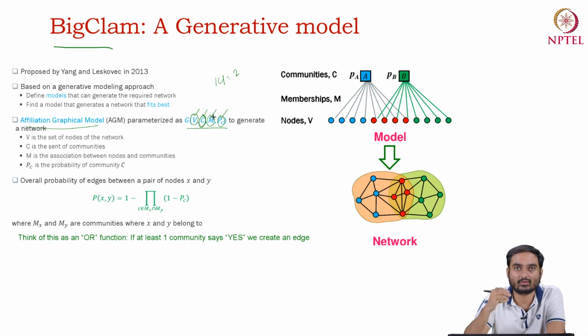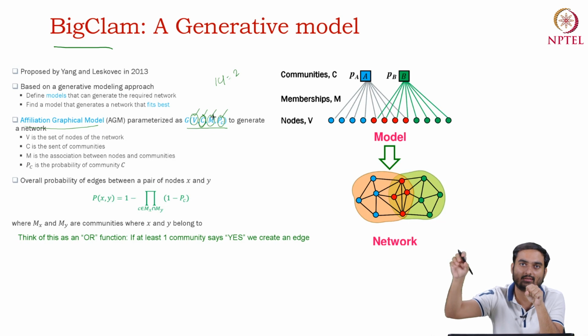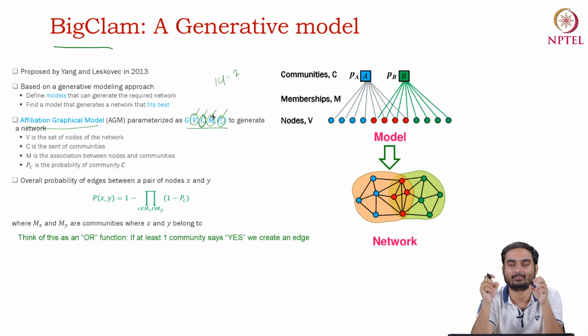So if we know the community structure somehow, we should be able to generate the network, because we know that this node belongs to this community, and that node belongs to that community. We will see the community affiliation, and the higher the intersection of their community affiliation, the higher the chance that they will be connected.